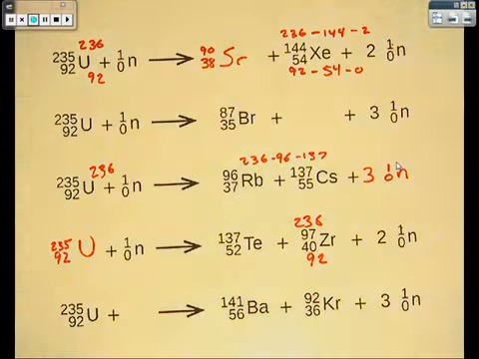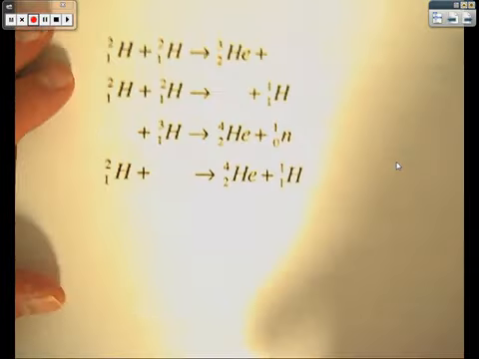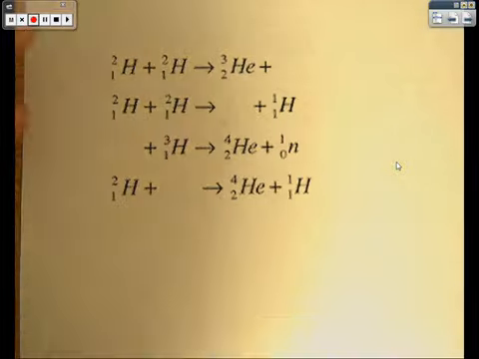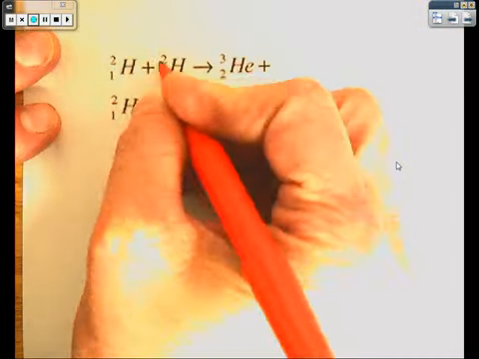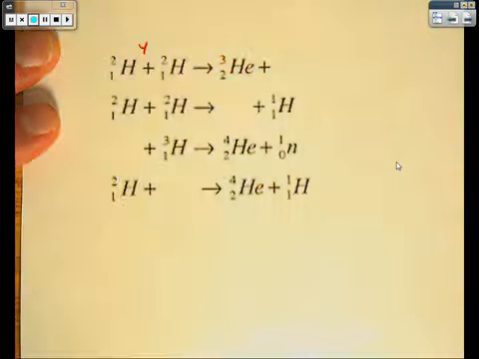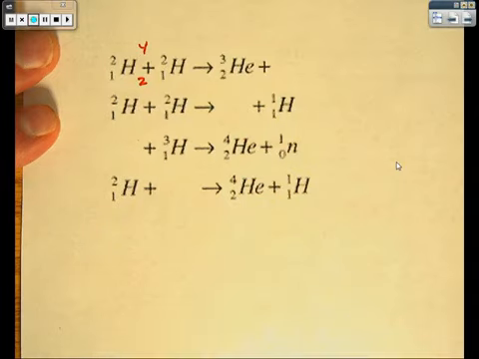The fusion equations are going to be solved using the exact same principles. We know that the total of the mass on one side has to be the same as the mass on the other. The total of atomic number on one side has to be the same as the atomic number on the other. So again, add up your complete side. 2 plus 2 is 4. 1 plus 1 is 2. Subtract out what you have on the other side.